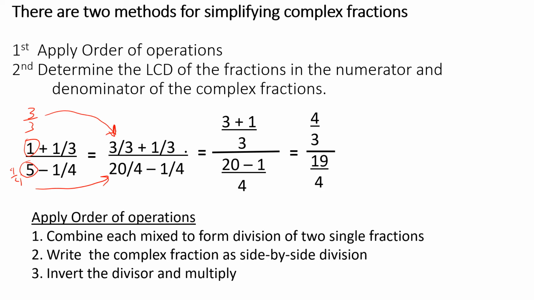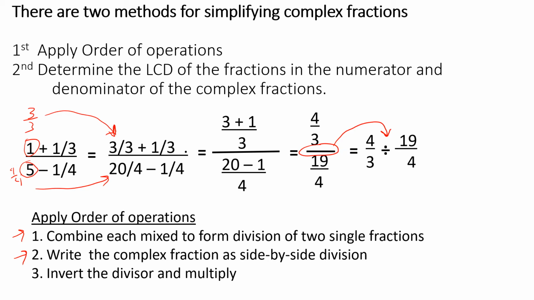So now I've combined each mixed expression to form a division of two single fractions. The first single fraction is 4/3. The second single fraction is 19/4. Once I've completed that, I'm able to write that complex fraction side by side as a division problem. In other words, I'm going to write this as 4/3 divided by 19/4. Remember, this is a division bar. It's the same thing as the division symbol. So now I'm just saying 4/3 divided by 19/4.